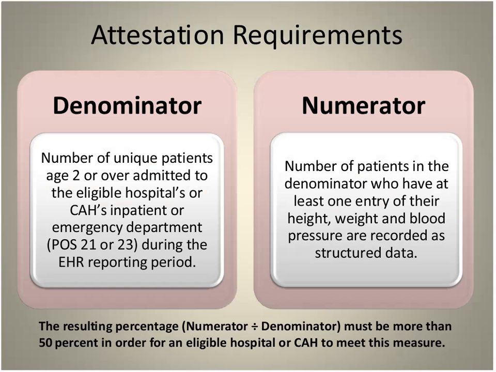Then it's the number of patients who have at least one entry of their height, weight, and blood pressure recorded as structured data. So if we get more than 50% of those patients and we've recorded the height, weight, and blood pressure, then we'll be compliant with this particular objective. And so, again, it's the way it's worded, more than 50%. So if you're at 50%, the way I read it, you do not qualify. You have to be at 51%. Okay.